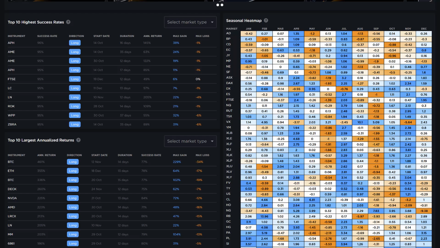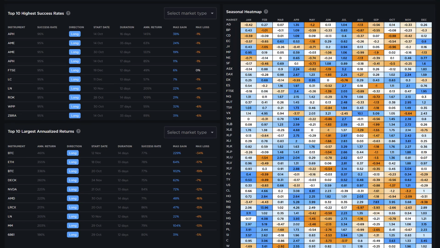Scrolling down the dashboard to our high success rate patterns and our high annualized returns. These show only the patterns with the highest success rate. We have top 10. Again, you can filter by various asset class, but by default, it shows all. And you can see the success rates that we have in question, 96, and then the rest, all 95% success rate. These will be over different periods.